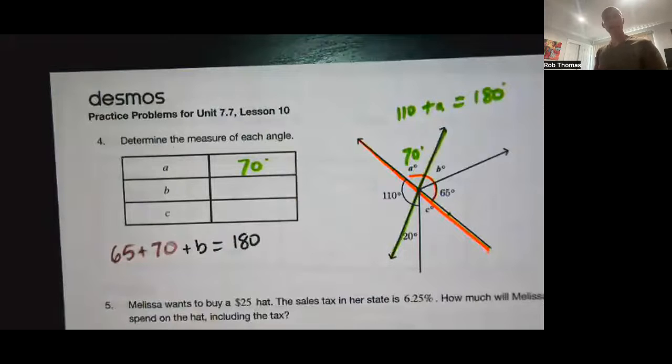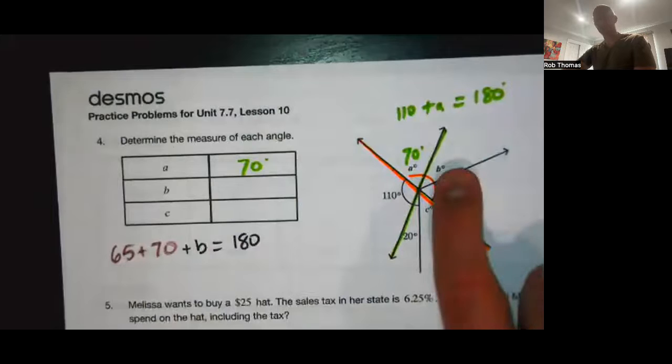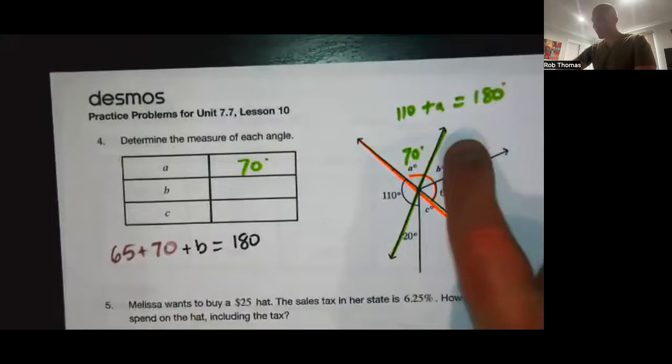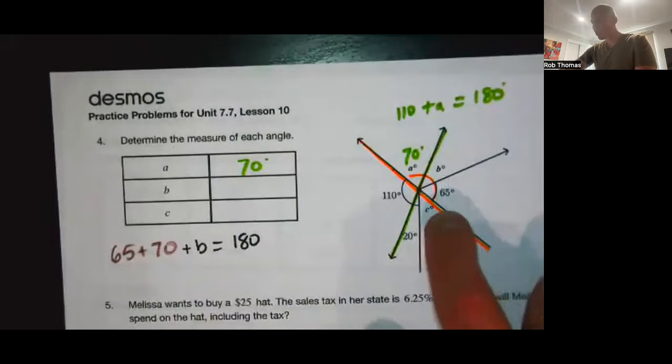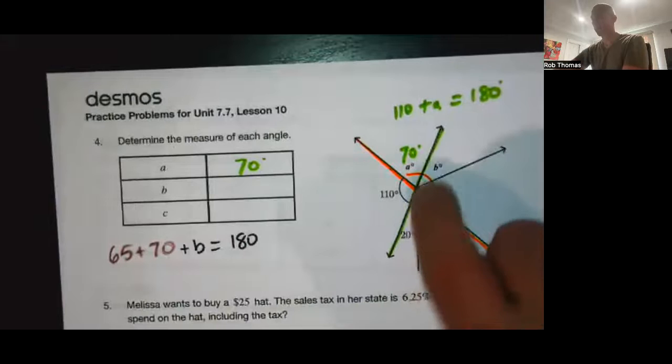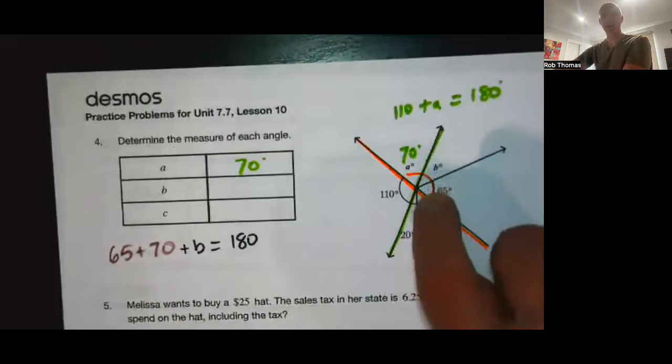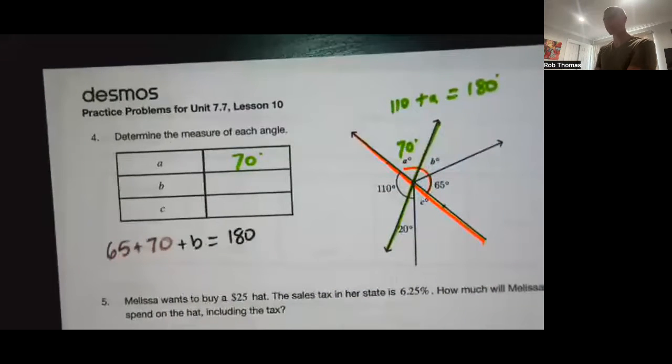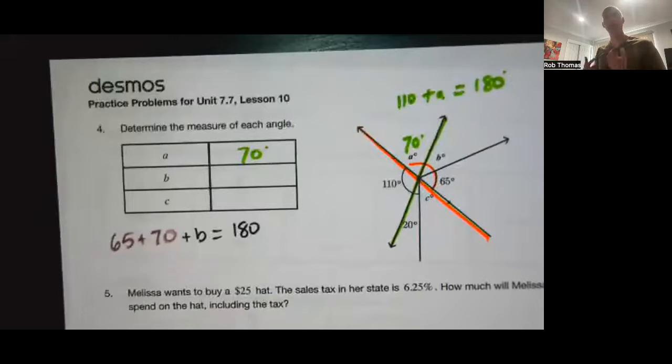And then the last one, C, well, there's a few different ways you could go about figuring out C. You could use the fact that now that you know what B is, that angle plus this 65 plus C plus 20 all have to add up to 180 because they're all making up one side of that green line. Or you could use vertical angles.